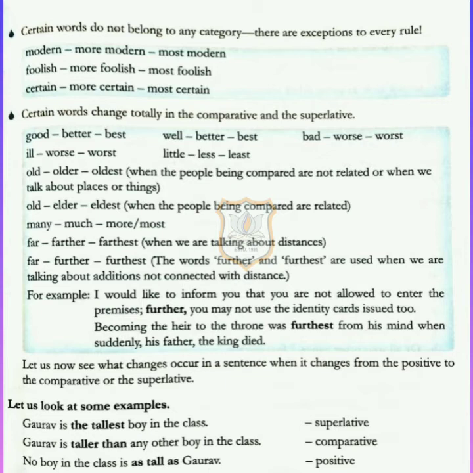Well, better, best. Little, less, least. Bad, worse, worst. Old, older, oldest, when the people being compared are not related or when we talk about places or things. Old, elder, eldest, when the people being compared are related. Many, much, more, most. Far, farther, farthest, when we are talking about any distances. Far, further, furthest. The words further and furthest are used when we are talking about additions not connected with distance.